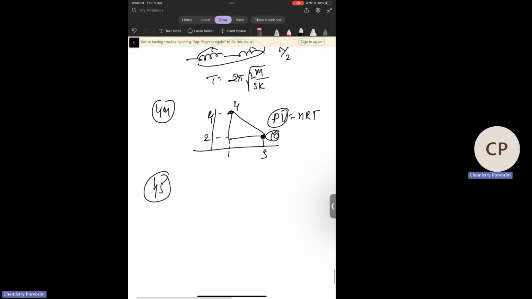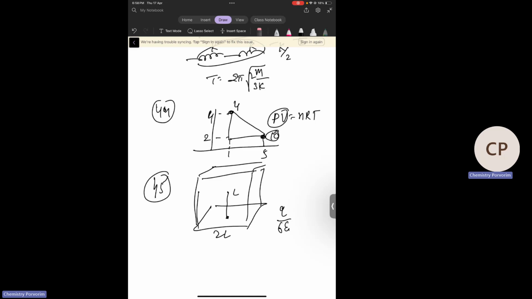45. A charge plus Q is at a distance L above the center of a square plate. This is a square plate of side L and distance of that charge is L. So if you close this charge, net flux from this surface is Q by 6 epsilon naught. Option A.